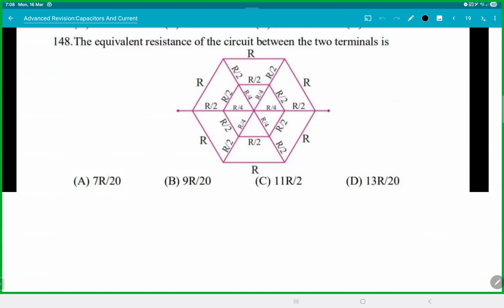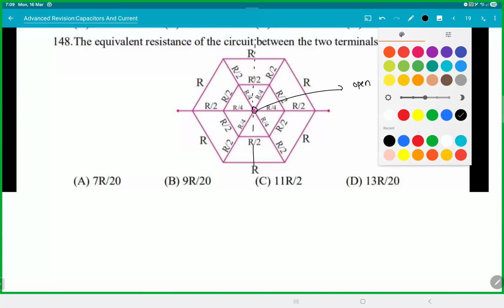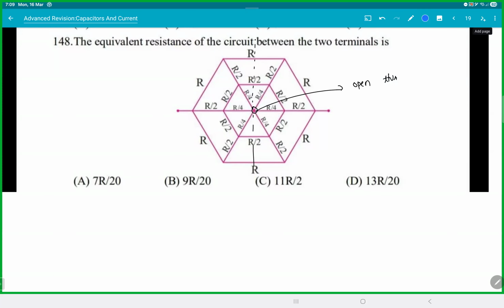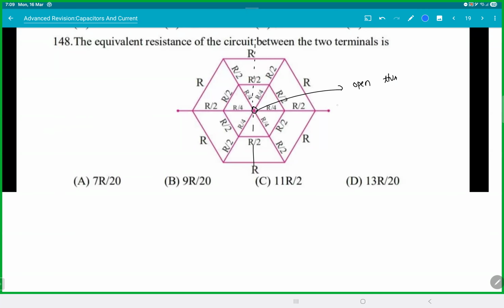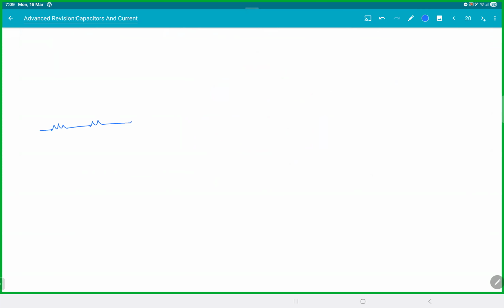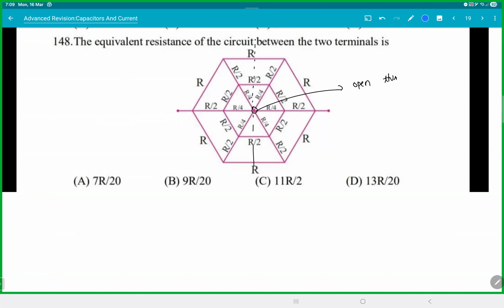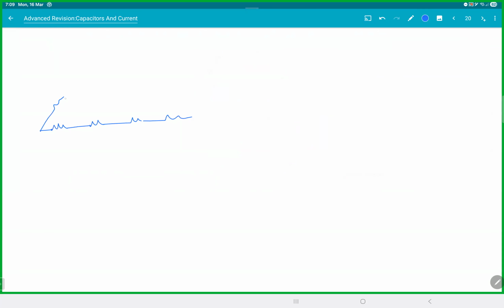So first thing, you can start from here. You can clearly see this is an axial symmetry here. You can open this, and up and down are in parallel. You can fold it also. Then your circuit would be one, two, three, four horizontally. 1, 2, 3, and 1, 2, 3, and you're connecting them.